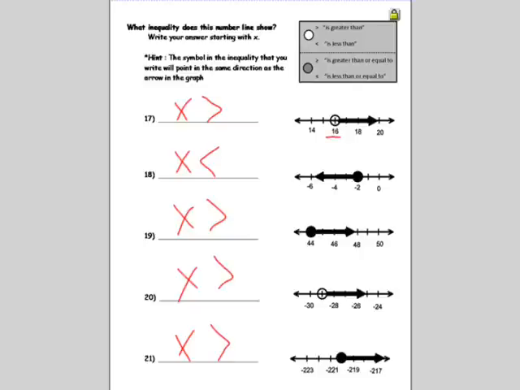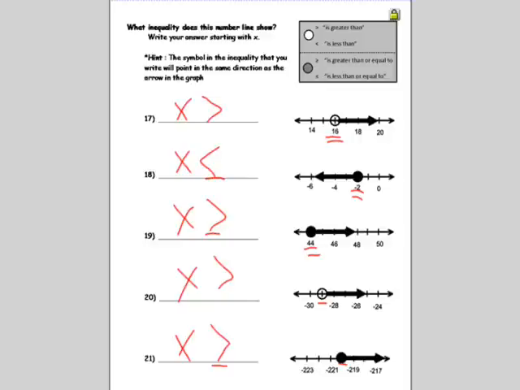This one is an open circle. This one's closed, so that would be or equal to. This one's closed. That would be equal to. This is open, so that's fine. And the last one is closed, so that would be greater than or equal to.